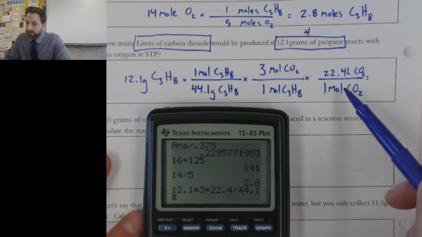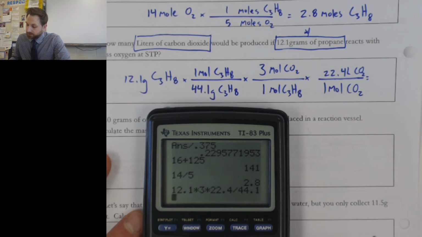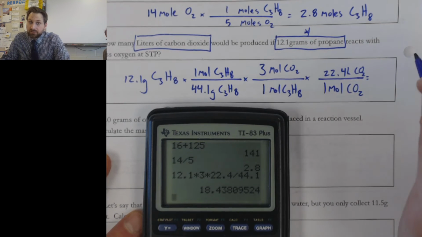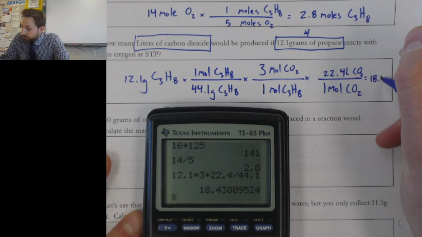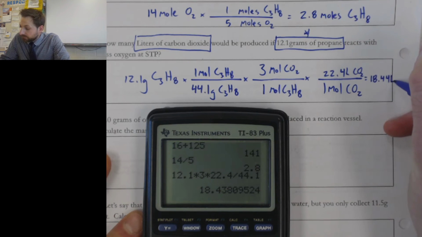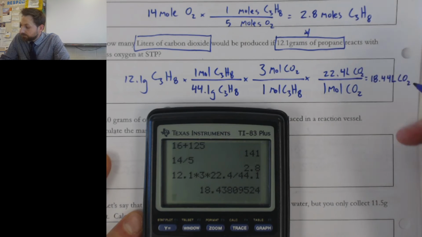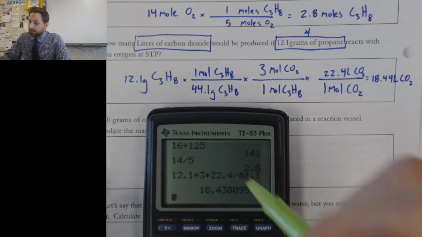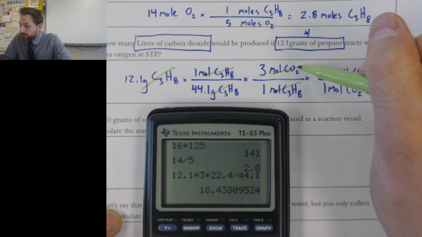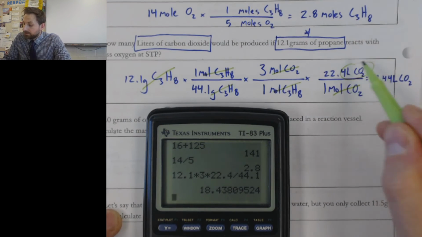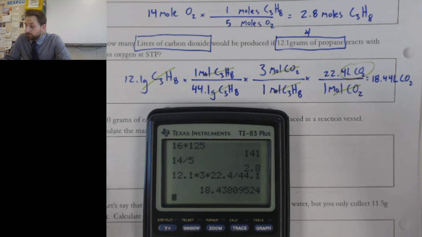If I had more things to divide by other than 1, I would just continue hitting the divide by button. Or you could use parentheses, whatever you're more comfortable with. I get 18.44 liters of CO2. Remember to double check your work as you go through, that your units are canceling out. That kind of tells you, hey, you're finding what you want to find.